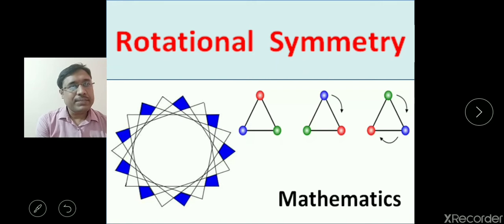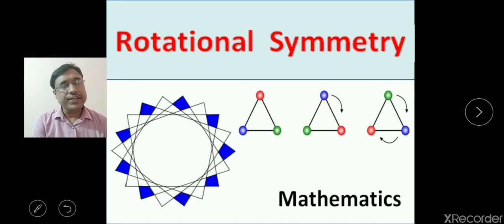Today we will study the topic of rotational symmetry. Here we will see the different phases of rotation through which an equilateral triangle or different shapes pass, and during the rotation how many times the figure takes its original shape. That means it fits onto its original shape only, and that decides the order of the figure for the rotational symmetry. Okay, so let's start here.